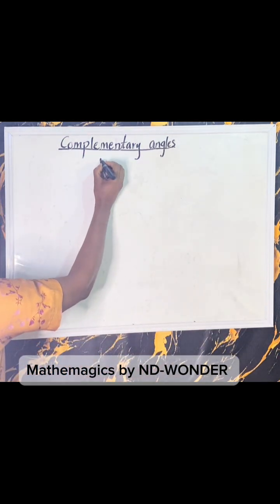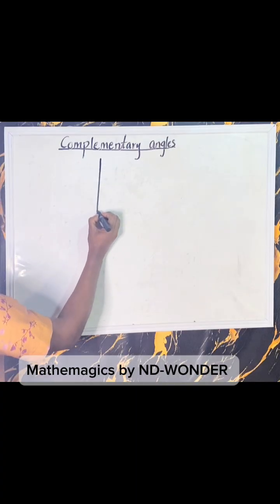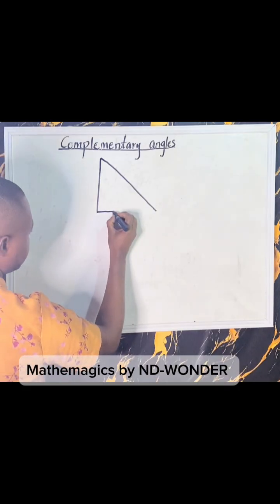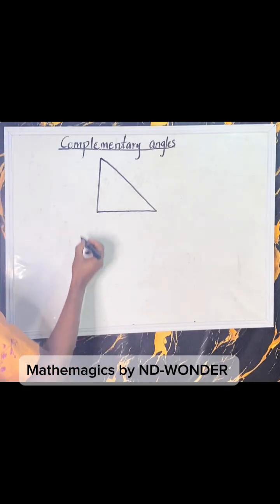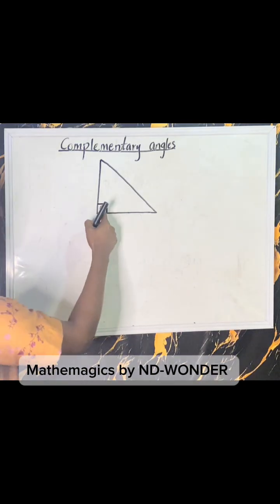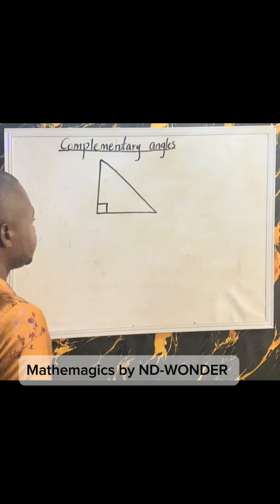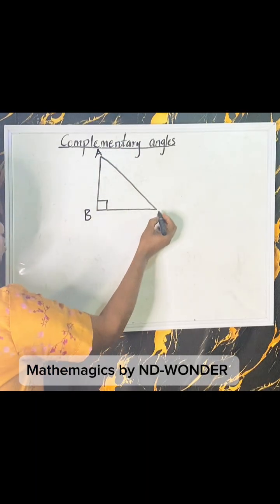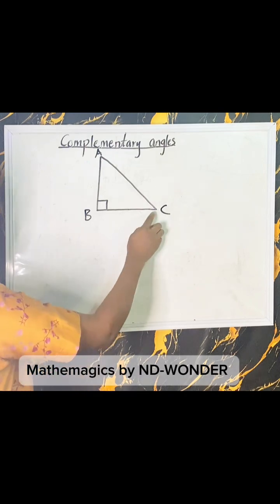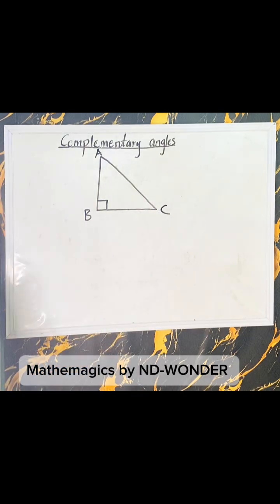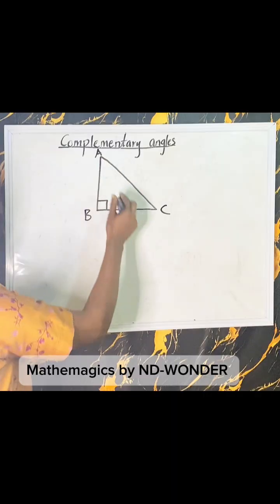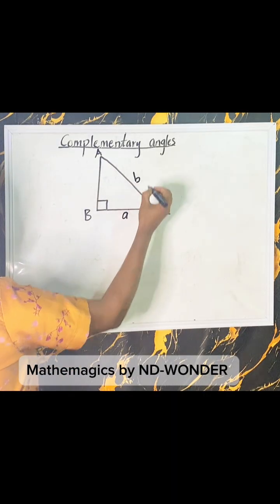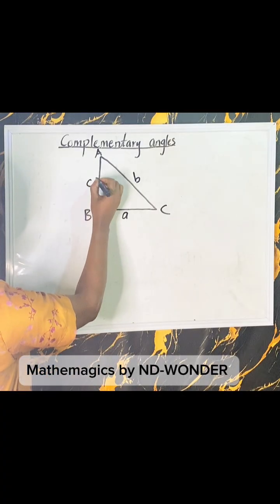Let's take for instance, I have a triangle of this nature. Of course, this is a right angle. Here can be my A, here becomes B, then C, which denotes the angle, the vertex. At this point, here will be the small letter a, opposite here I'll have it as b, then here becomes c.